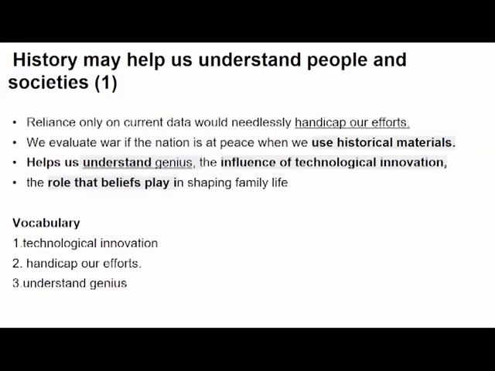History can also help us to look at the current data and help us to evaluate the situation that we potentially can be in. In other words, in times of peace, for instance, we can evaluate historical materials that teach us about why wars, for instance, occurred in the past. It helps us understand genius, the influence of technological innovation, and also the roles that beliefs play in shaping our lives.